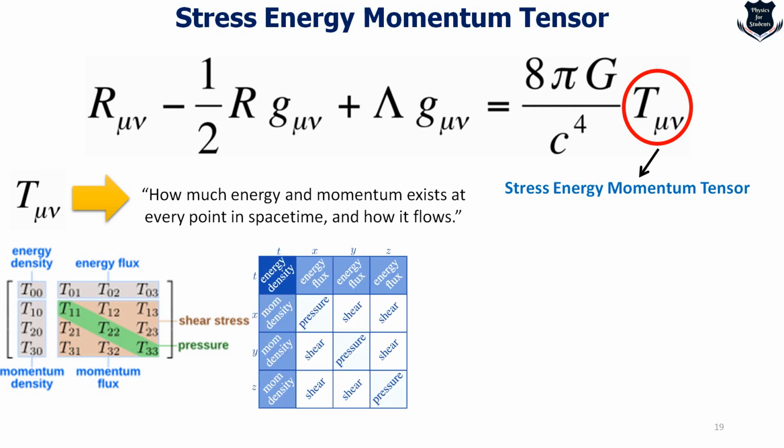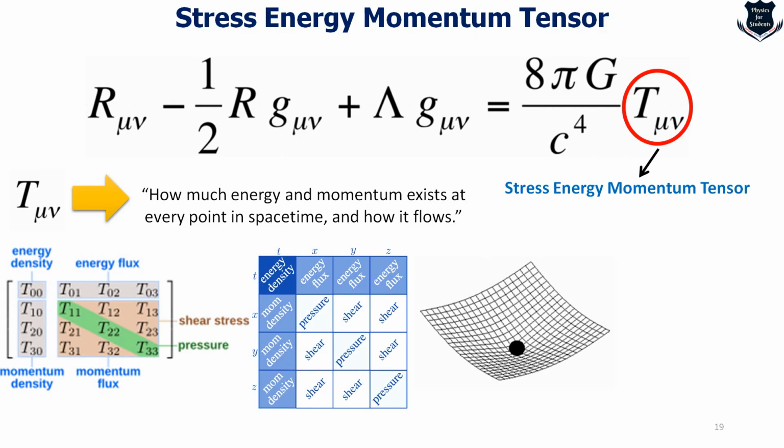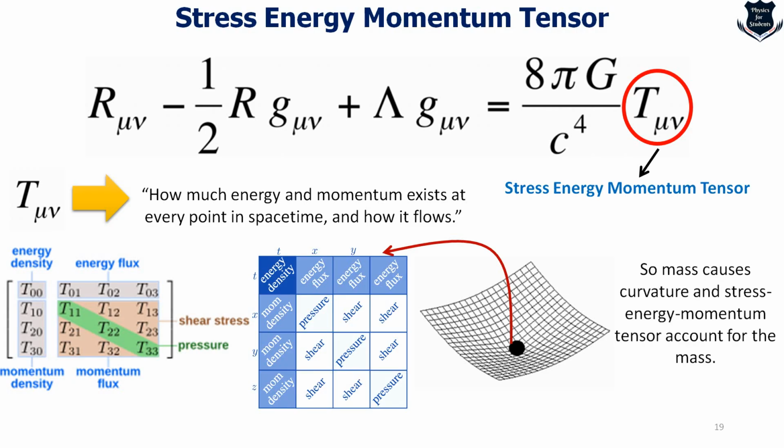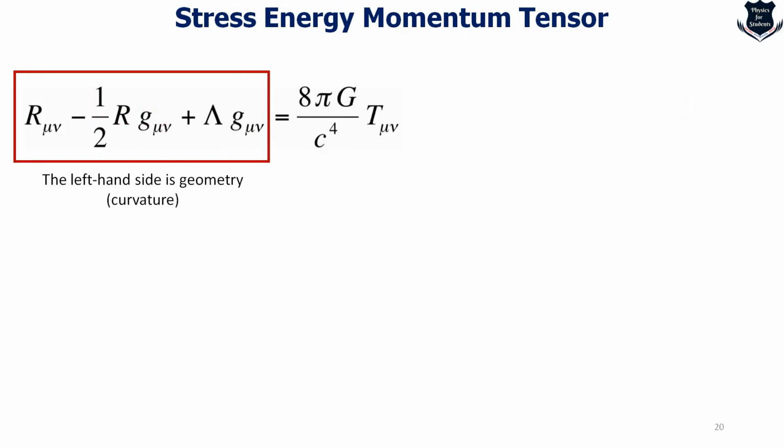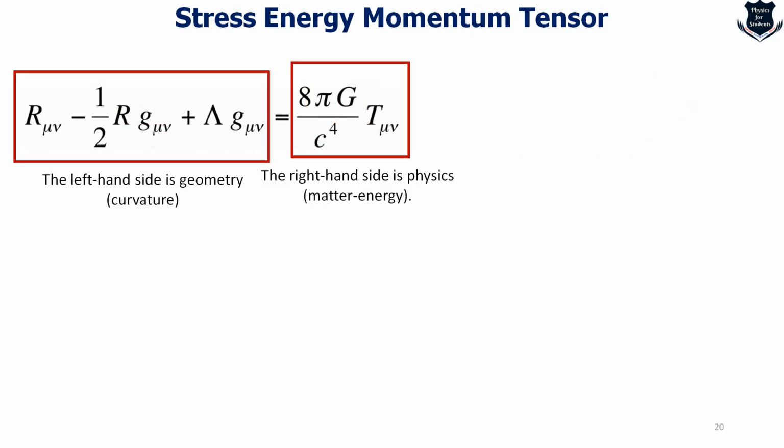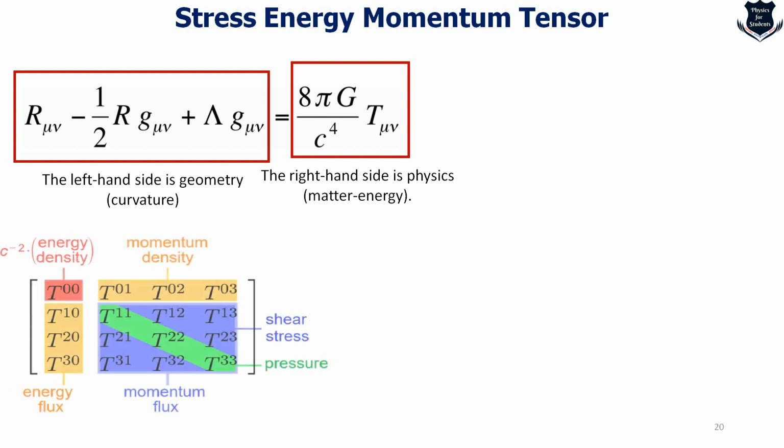And if I take an easy depiction, it would look like this. If I take a mass, a ball or any heavy mass which is causing the curvature, then this entire energy, density, flux, pressure, everything is responsible for causing the curvature. So the mass causes the curvature, and the stress energy momentum tensor, this T mu nu, is responsible for the measurement of the mass and everything else. So from here we can say that is why the left hand side is the geometry and the right hand side is the physics part.